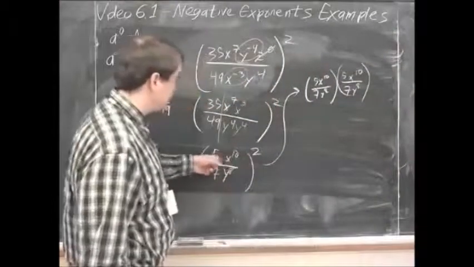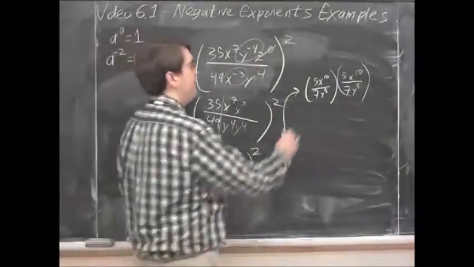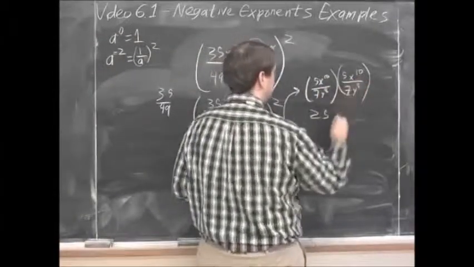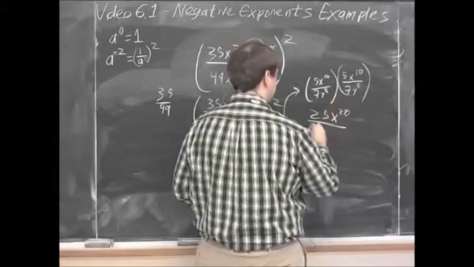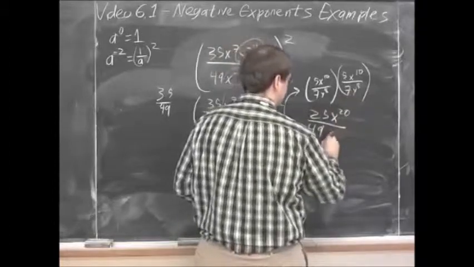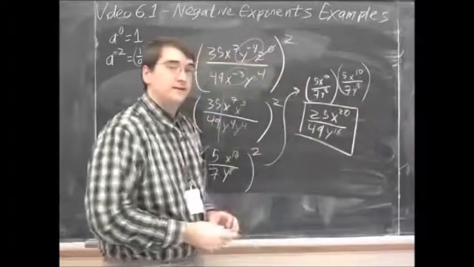And of course I could just square each individual piece and think of it that way, since that's what we have. But 5 times 5 is 25. x to the 10 times x to the 10 is x to the 20. 7 times 7 is 49, back to the 49 again. y to the 8 times y to the 8 is y to the 16. And so that is my final answer.